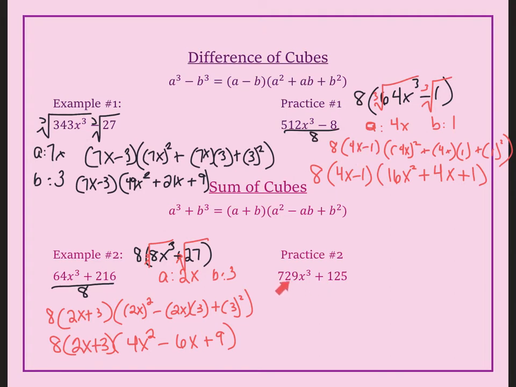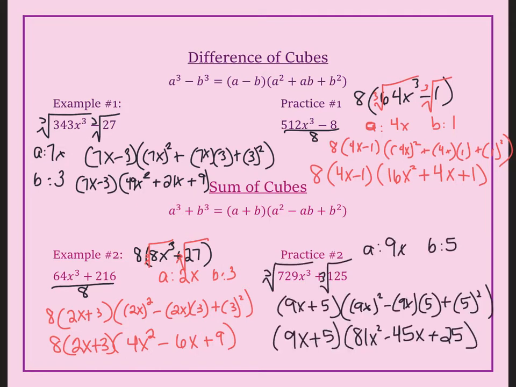Let's go ahead and look at this one. We have 729 and we have 125. Does it have a greatest common factor? No, it does not. So go ahead and do your sum of cubes on practice number 2. Okay, check how you guys did. There was no greatest common factor.